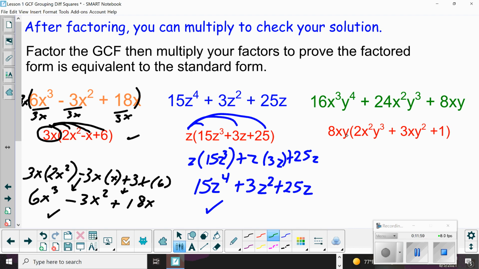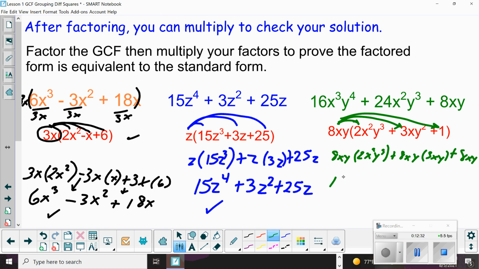Over here, 8xy. And if I multiply this back, don't forget that 1 out there. If you forgot the 1, you wouldn't be able to multiply back. You're going to get 8xy times 2x squared y cubed plus 8xy times 3xy plus 1 times 8xy is just 8xy.